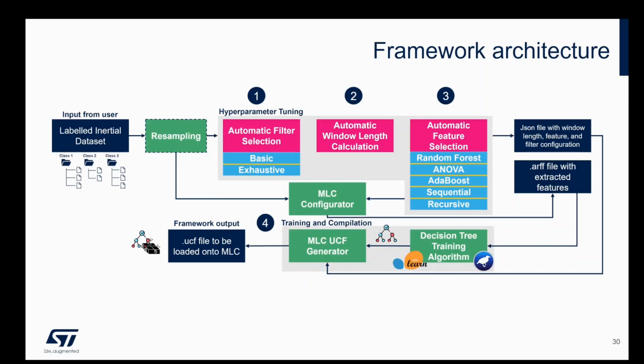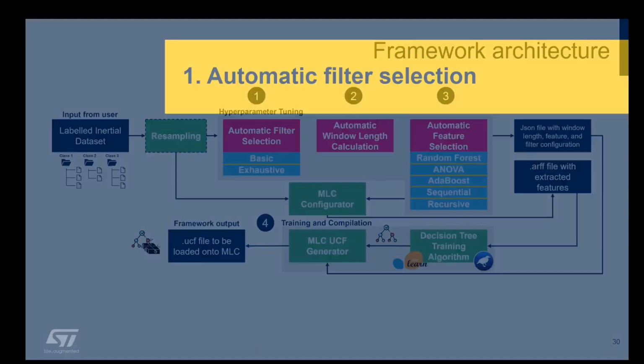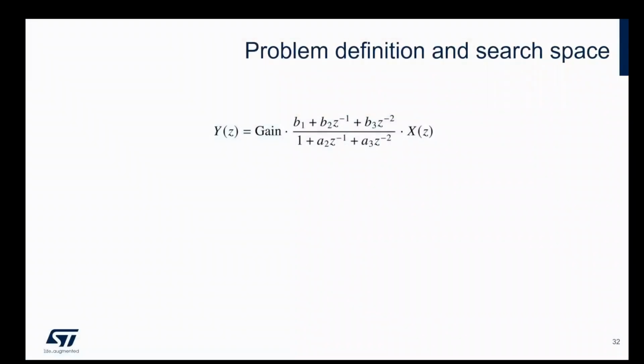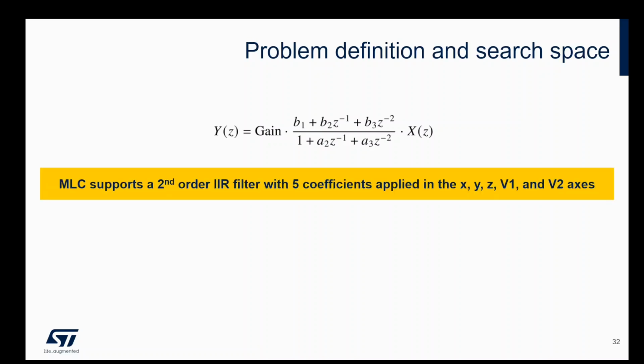So I'll walk you through this really quickly. So the very first thing is automatic filter selection. So, only a few equations in this whole talk. This is one of them. So as you know, this is your transfer function for a filter. This is an IIR filter, second order IIR filter. So you have your numerator coefficients, denominator coefficients, and a gain. So this is what you need to determine for your filter. It could be your band pass, low pass, high pass, notch, whatever it may be.